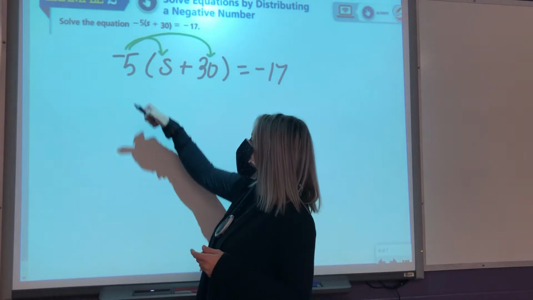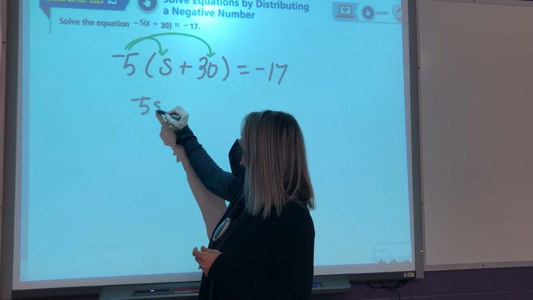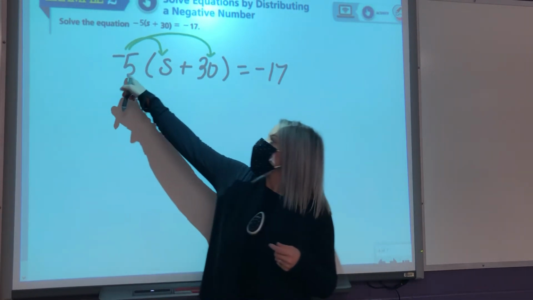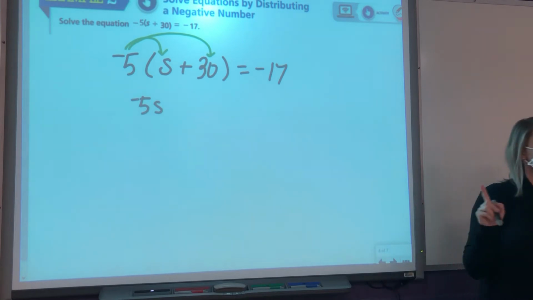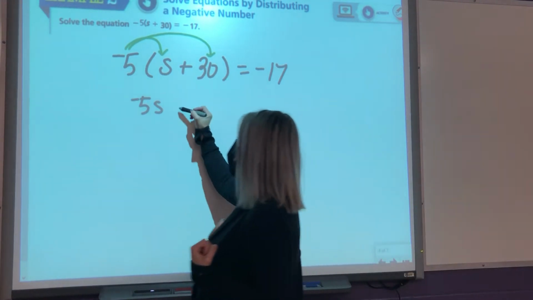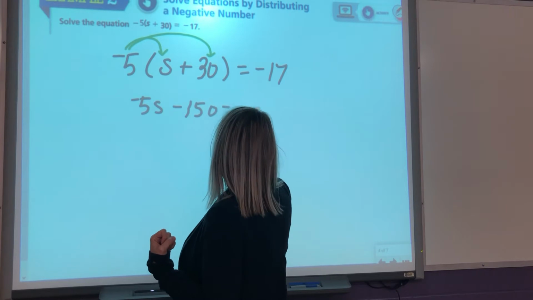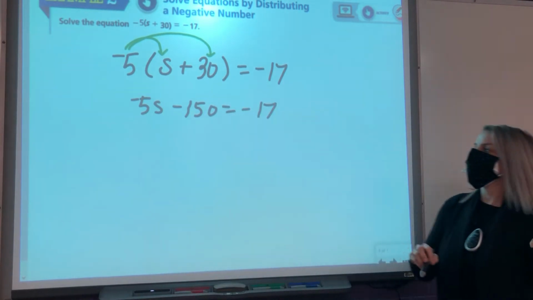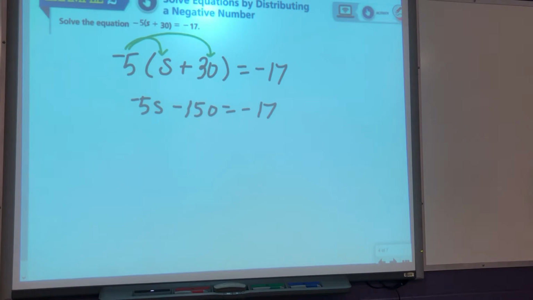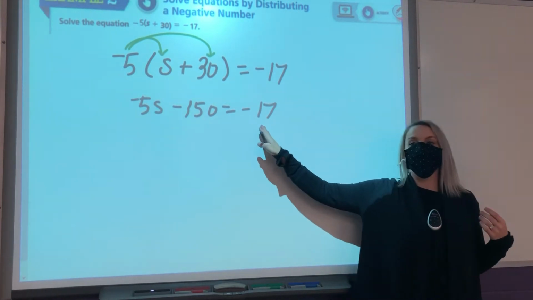Okay, so negative 5 times s is negative 5s. And then negative 5 times 30. Negative 100. Yep, negative 150. So once we've used the distributive property, we can then go forward and solve our two-step equation. We did this all last week, with the exception that we used the distributive property only on Friday. So what do you want to do once you see this two-step equation?